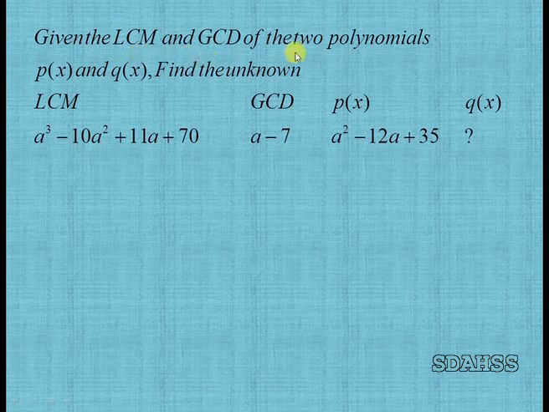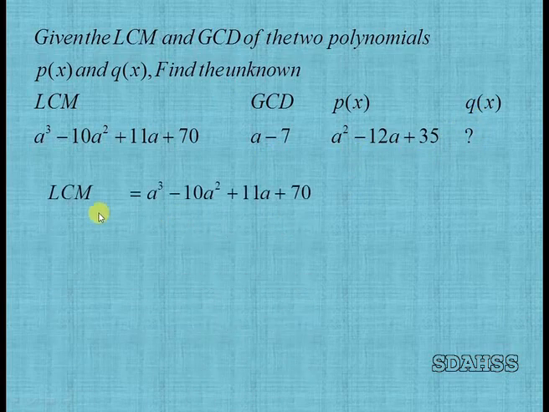Given the LCM and GCD of the two polynomials p of x and q of x, find the unknown. LCM is a cube minus 10a square plus 11a plus 70, GCD is a minus 7, p of x is a square minus 12a plus 35, find q of x. Consider the LCM is equal to a cube minus 10a square plus 11a plus 70.